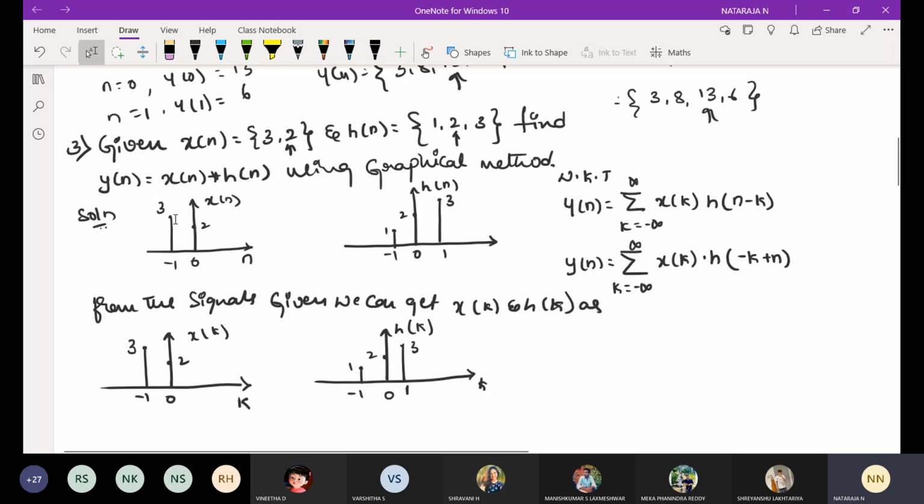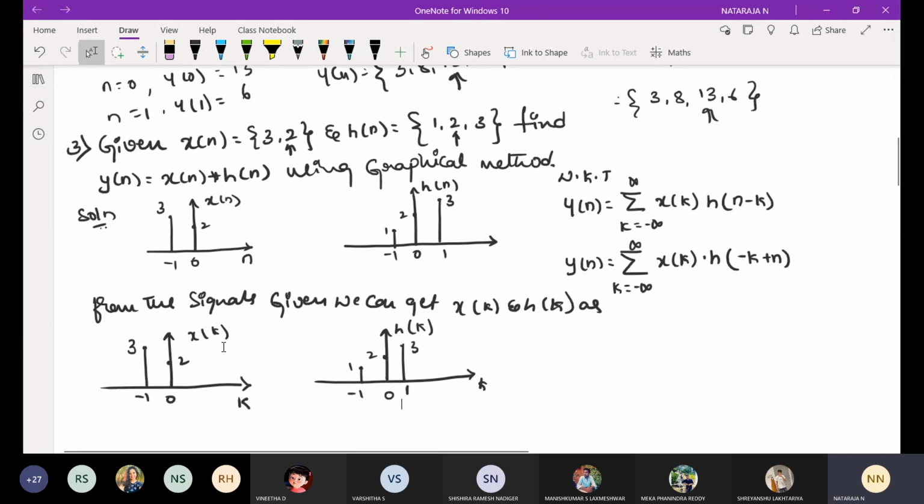Now, the same graphical representation with respect to x of n and h of n, I am just going to change with respect to x of k, in the k domain. Any doubts? Should we replace n with k, sir? Yes, n is replaced with k. Why? Because our standard formula will be changed with respect to x of k and h of k. That is why I have changed with respect to n and k.